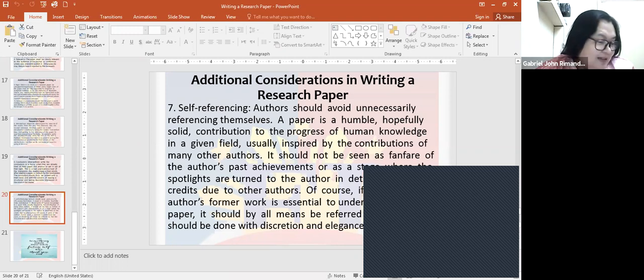Okay? So in the end, we say the author's former work is essential to understand the paper. It should by all means be referred to, but this should be done with discretion and elegance. So sana hindi siya mag-appear na nagbubuhat lang tayo ng bangko, or we just want to show off our achievements and yung mga successes.